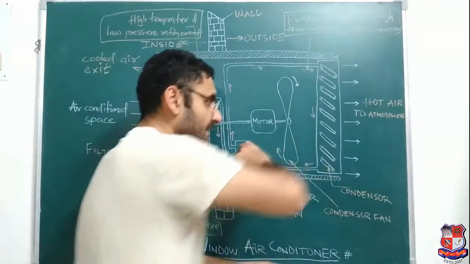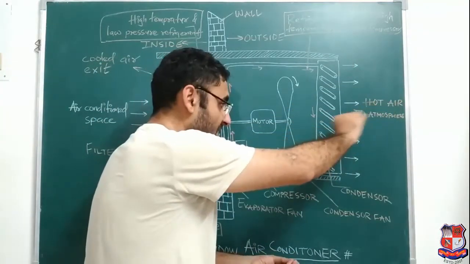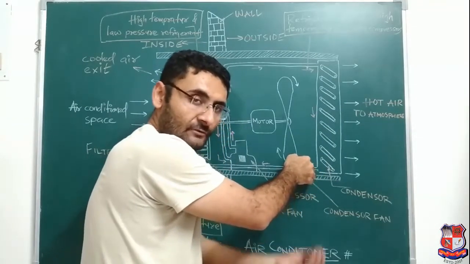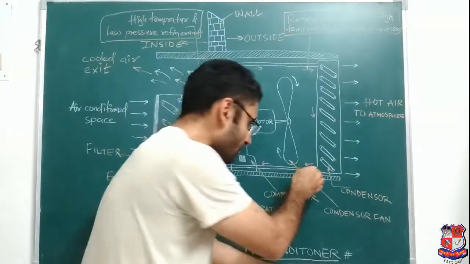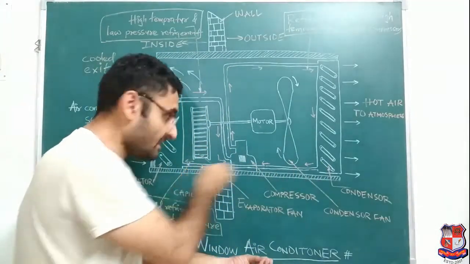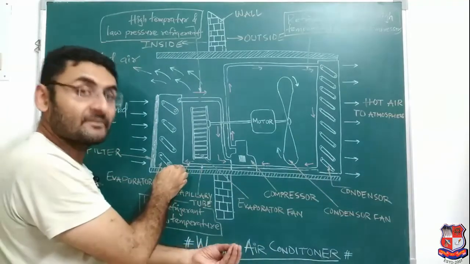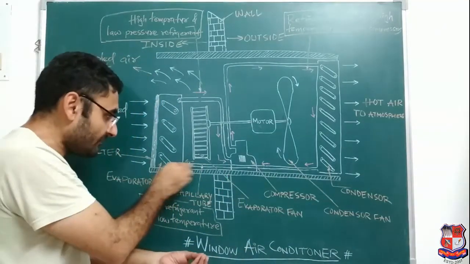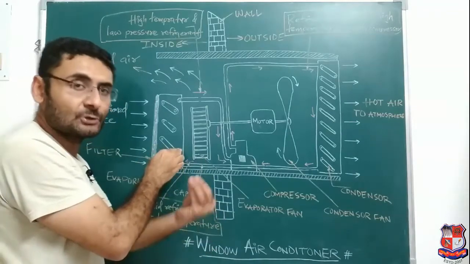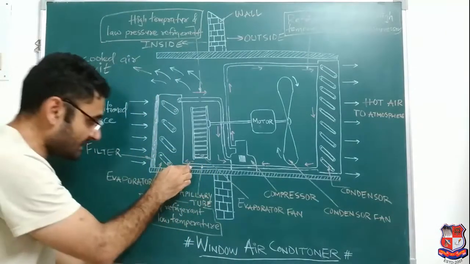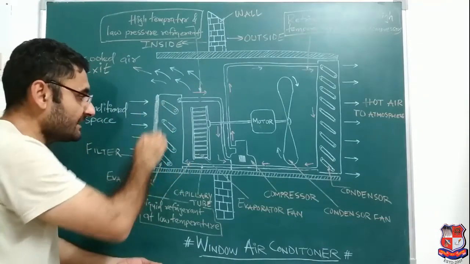In the condenser, heat is rejected from the refrigerant, so at the outlet of the condenser you will get low temperature liquid refrigerant. That low temperature liquid refrigerant will enter into a capillary tube. In the capillary tube, what happens? Its pressure and temperature are reduced, so at the outlet of the capillary tube you will get very low pressure and temperature refrigerant.